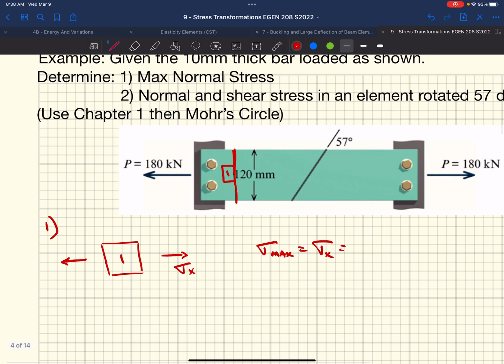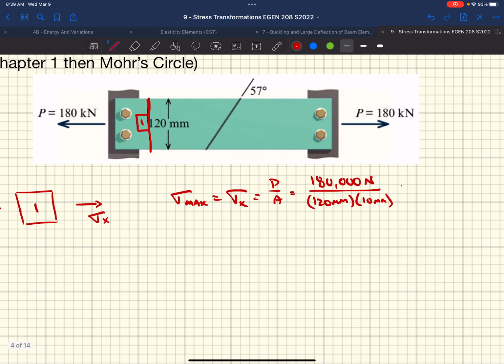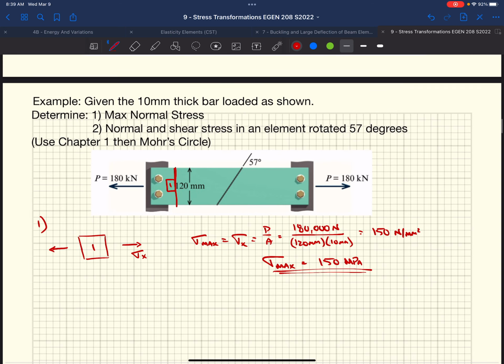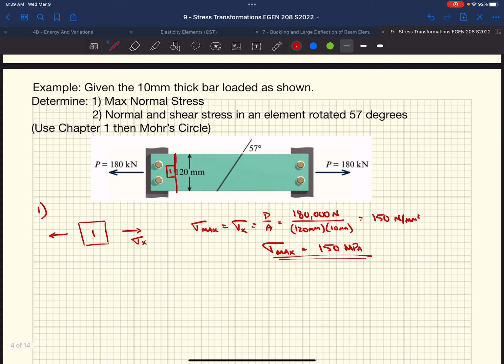So our maximum normal stress is sigma x, which is P over A, which is 180 kilonewtons, the same as 180,000 newtons. Area is 120 millimeters times 10 millimeters. This gets us 150 newtons per millimeter squared. We all know that that's a megapascal now, so sigma max is 150 megapascals. And that's our maximum normal stress in our element.